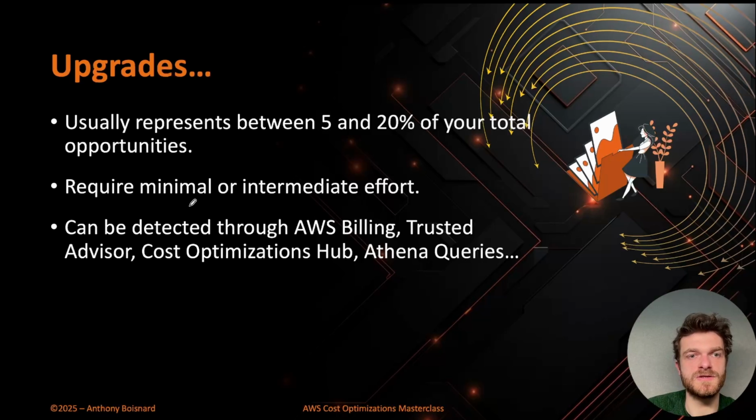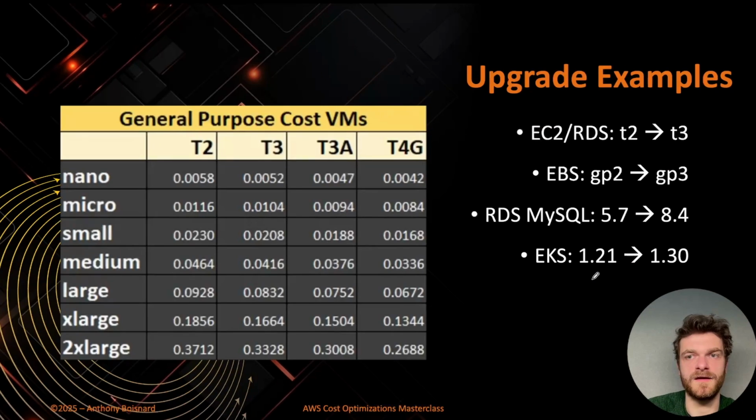Upgrades usually represent between 5 and 20% of your total opportunities. It requires minimal or intermediate effort. And it can be detected through AWS Billing, Trusted Advisor, Cost Optimization Hub, and Athena queries, for example. Just a few examples here.